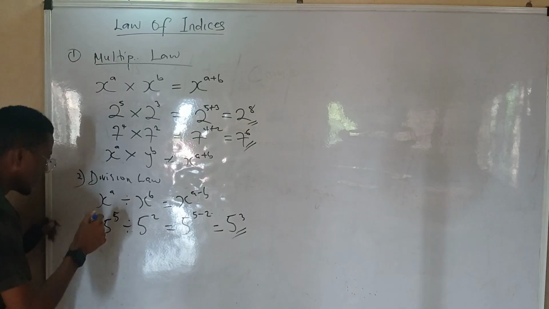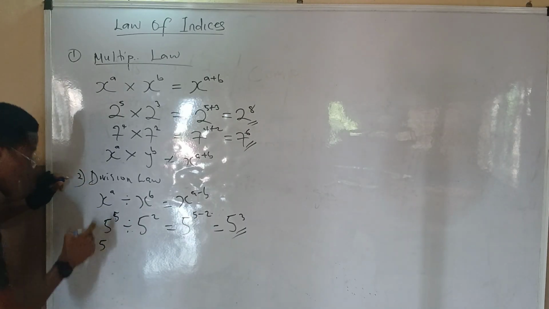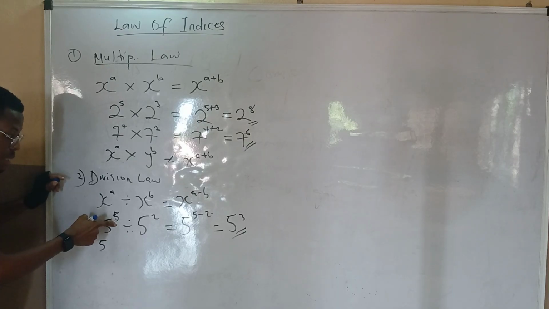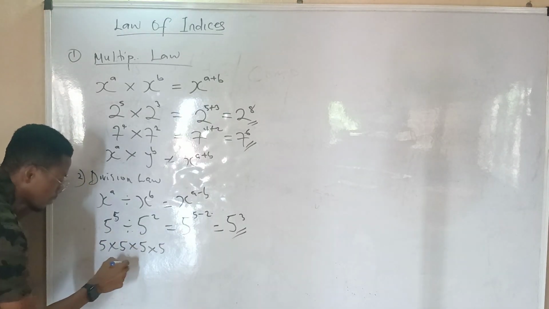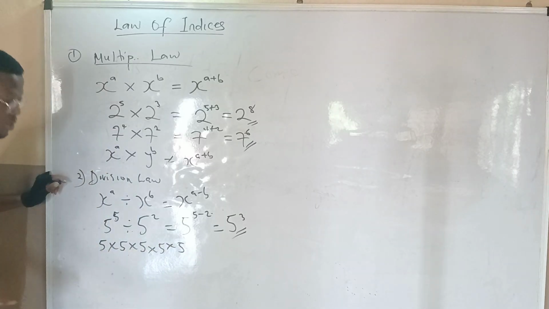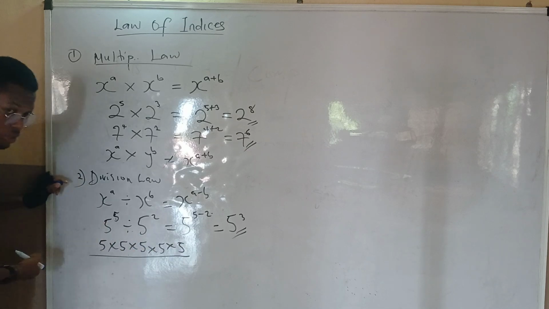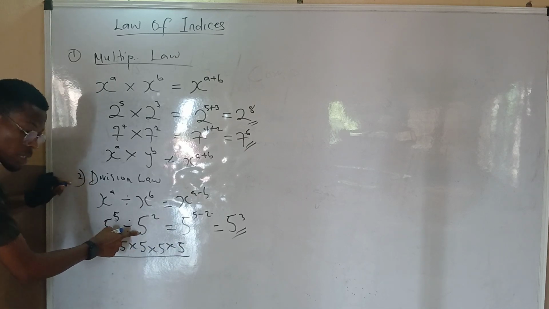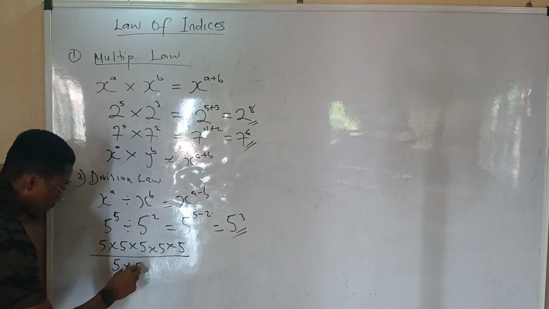So now, if we have 5 raised to the power of 5 here, like I said earlier, this power tells us how many times the base multiplies itself. This means the base is multiplying itself in 5 places: 5 times 5 times 5 times 5 times 5, that is 1, 2, 3, 4, 5. Are you seeing it? Now this is division, divided by 5 multiplying itself in 2 places, which is 5 times 5, right?